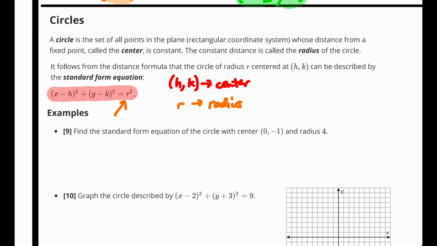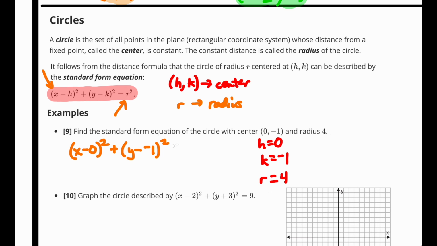So the next thing, it says find the standard form equation of the circle with that center and that radius. So we're actually going to use the standard form equation, only we know that h is equal to 0 in this case, and k is equal to negative 1. r is equal to 4. So we're going to use that formula for the standard form and just fill it in. So it's going to be x minus h, h is 0, so it's x minus 0 squared plus y minus negative 1 quantity squared is equal to r squared, which is 4 squared.